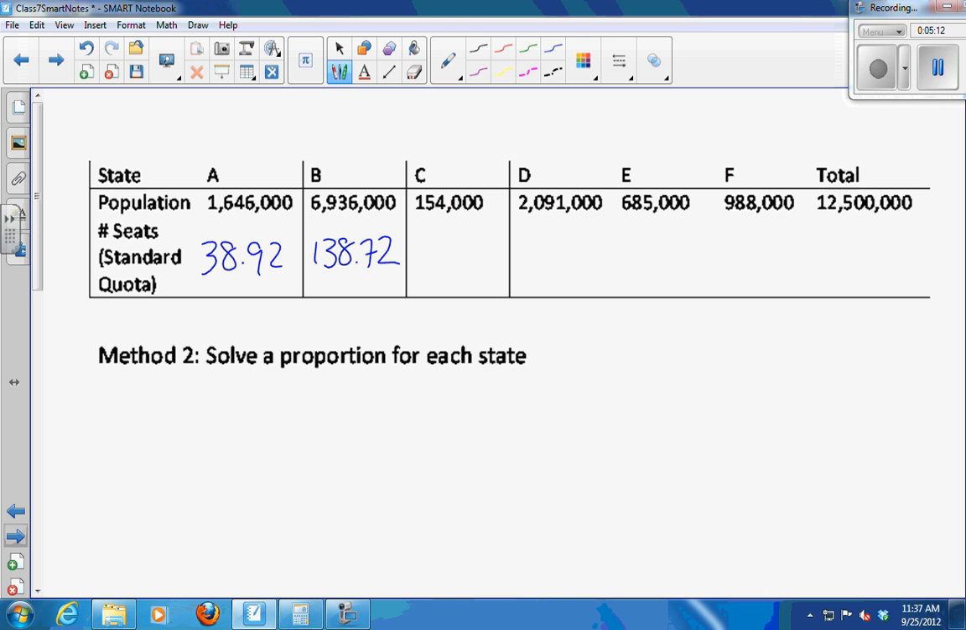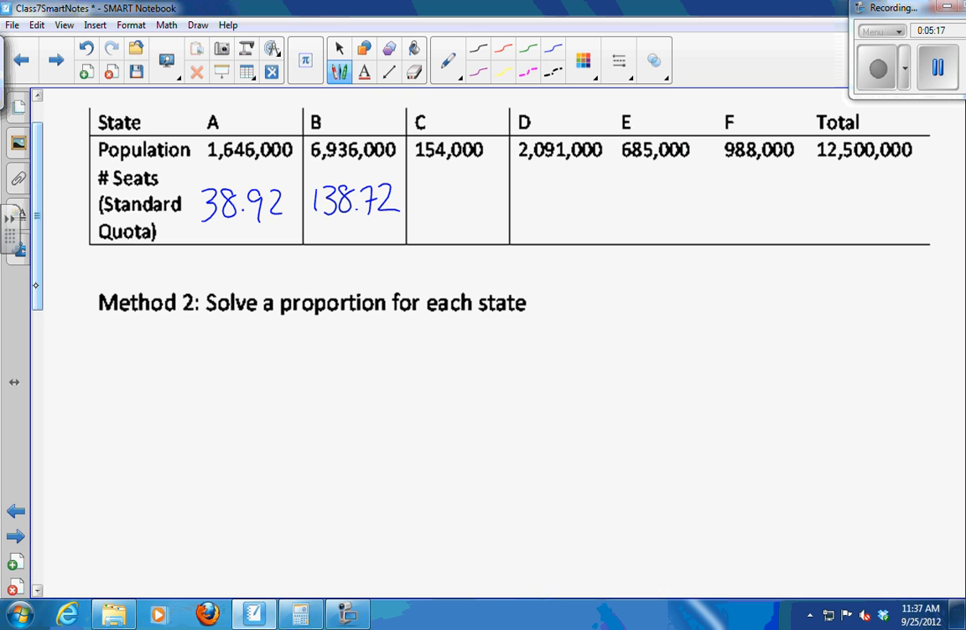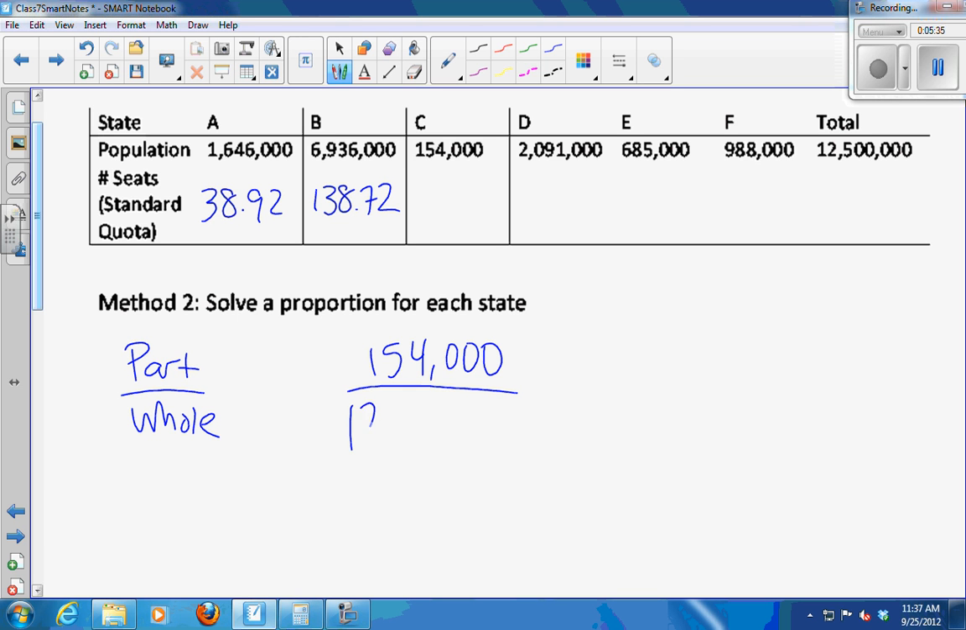Okay, so my next method is going to be to solve a proportion for each state. So when you set up a proportion, you do part to whole equals part to whole. Okay, so I'm always going to do part to whole. So C has 154,000 people. That's part of the entire population. The whole population is 12,500,000. So I have part to whole, but then I'm going to set that equal to what part of 250?